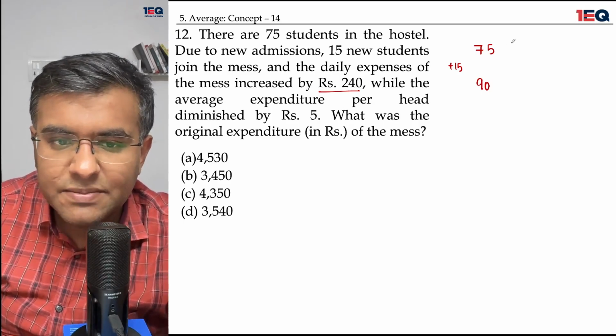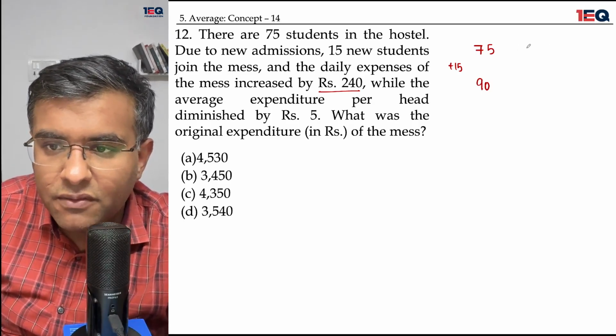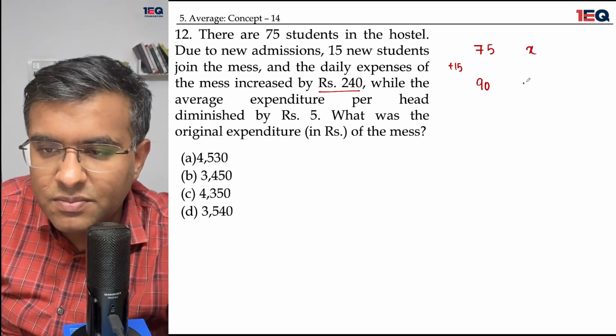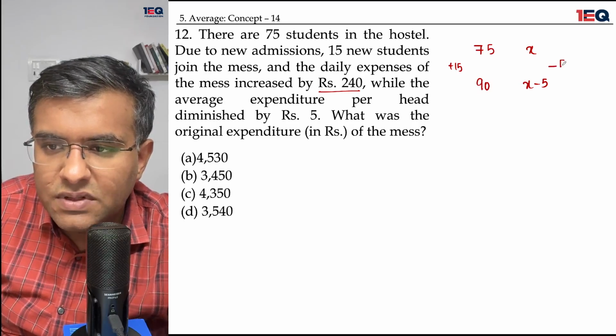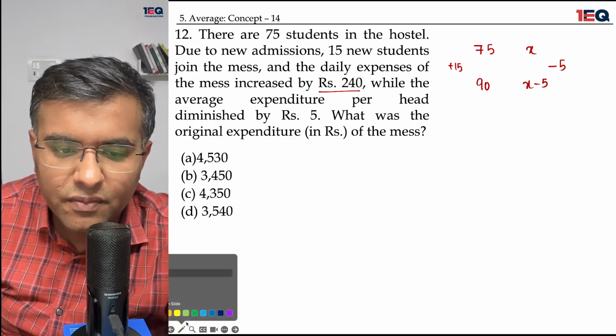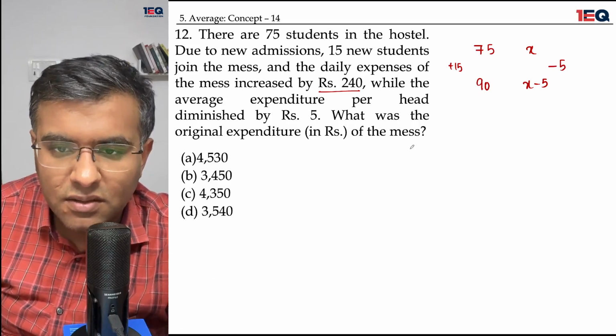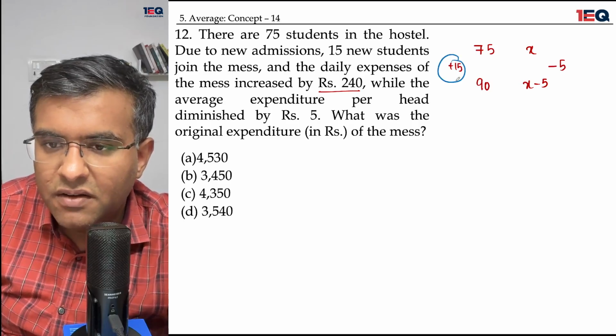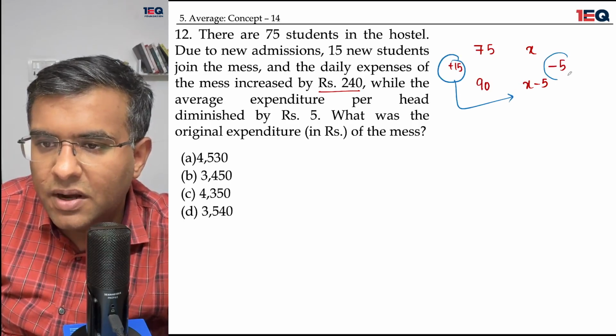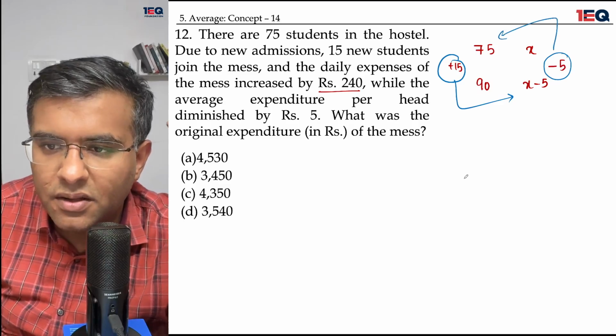While the average expenditure per head diminished by 5 rupees, this means if x was being used, x minus 5 was the next one. So there was a decrease of 5. What was the original expenditure of the mess? We have 15, we'll multiply it here. We have minus 5, we'll multiply it here.